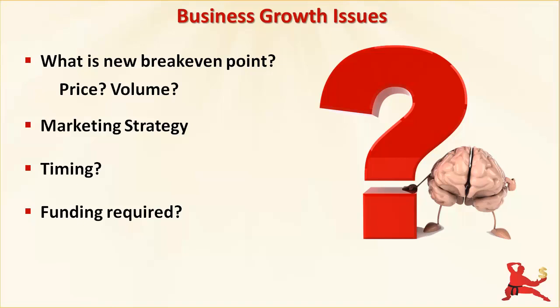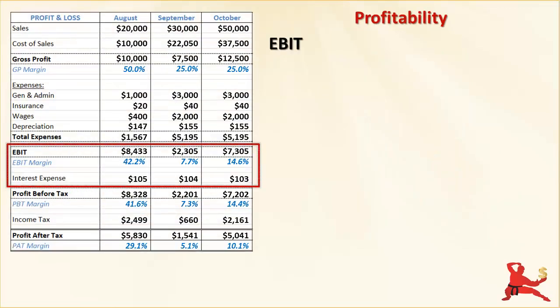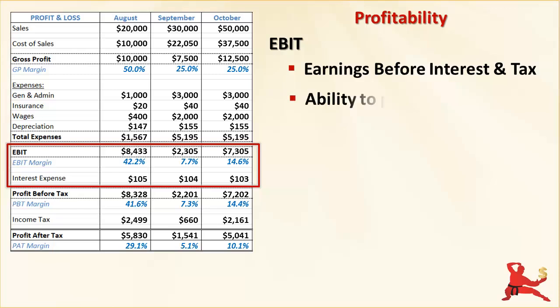Now, let's take a closer look at the profit line EBIT, a very, very important number. Let's say we've been very successful in driving sales growth in September and October. We've got a lower gross margin, but we're selling enough to generate positive and growing EBIT. EBIT, which is the acronym for earnings before interest and tax, is a very important number in your profit and loss. It shows the ability of the business to meet its interest payments from earnings generated from its operating activities.